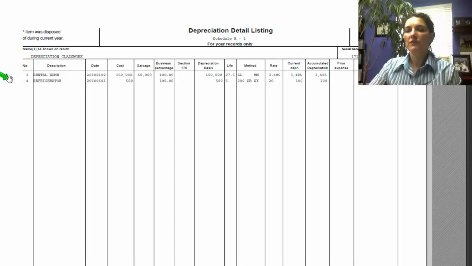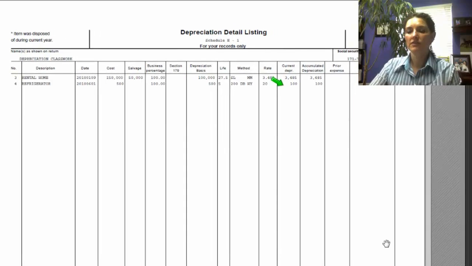On the refrigerator, we have a 5-year asset. First-year depreciation on a 5-year asset is 20%, and that gives us $100.